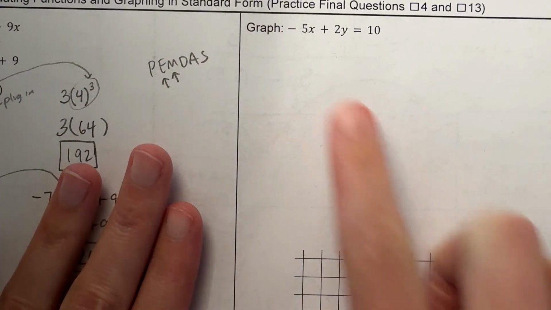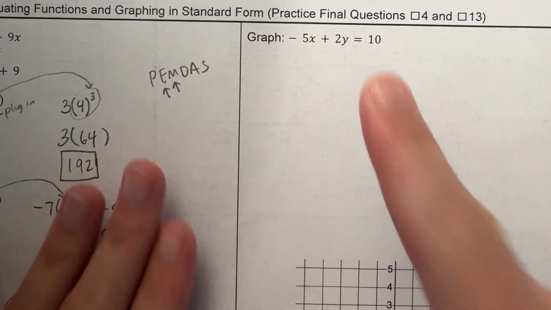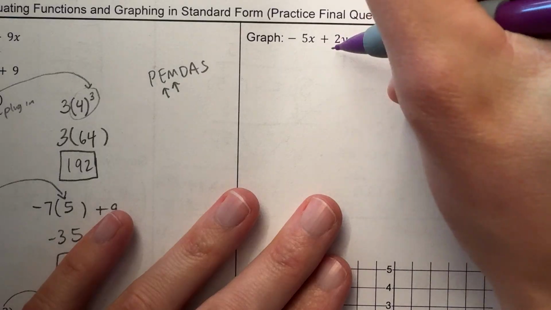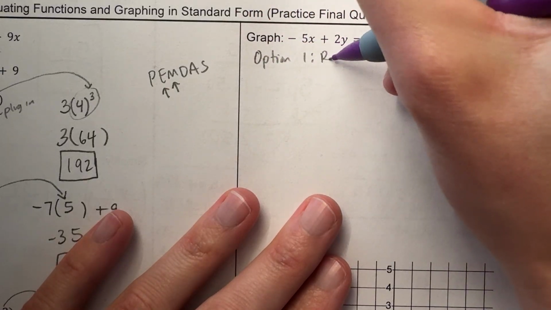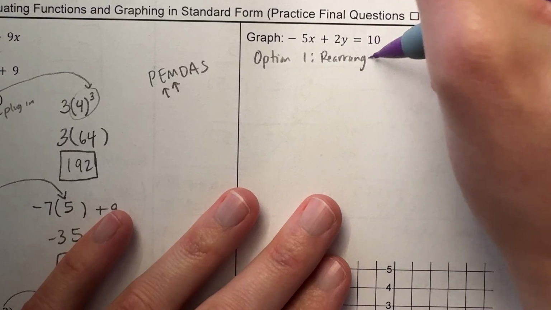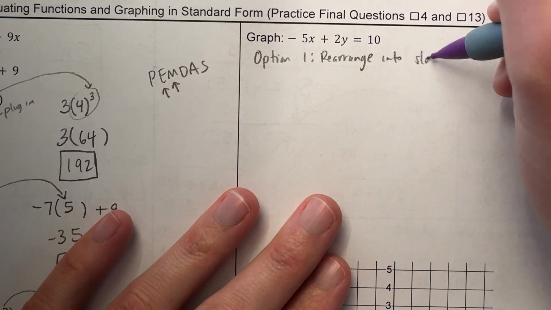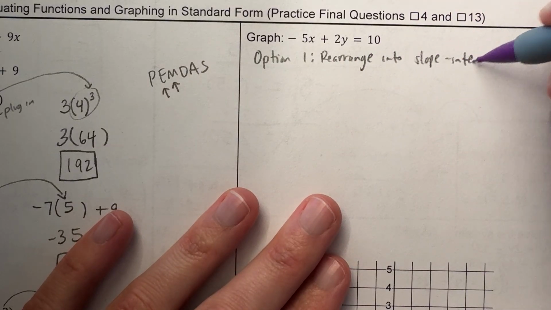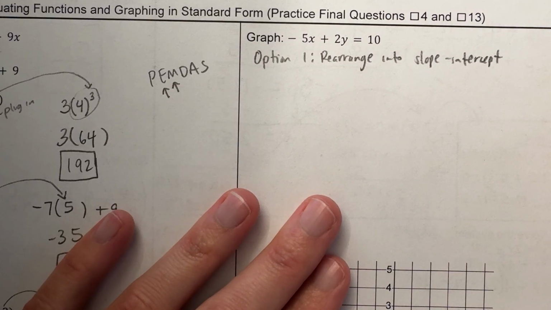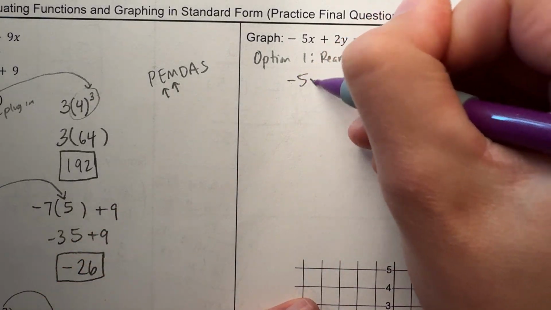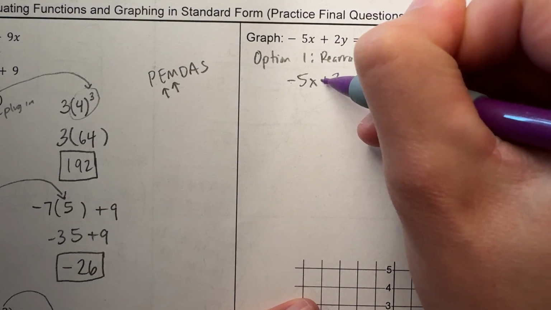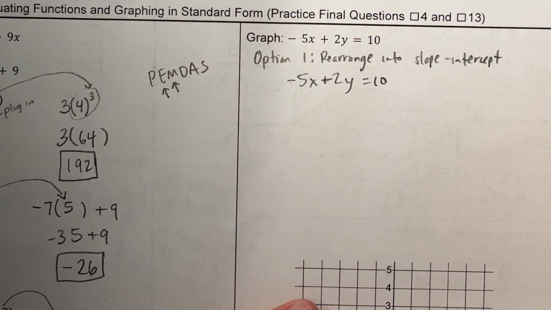Okay. This one, this is an equation in standard form. There's two options, okay? Option 1 is to rearrange into slope-intercept. And I really want you to watch both options because you might just find that one really clicks for you, okay? So this is option 1. And I would say this one clicked for more people when we did it originally.